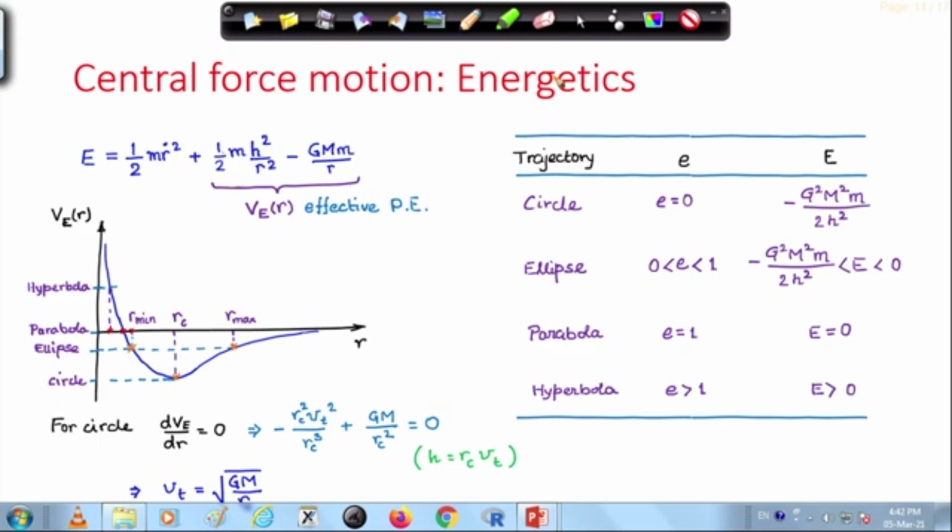If it is a parabola, you will notice that this curve becomes asymptotic with the r axis, the horizontal axis. Therefore, the effective energy is 0, so it is on the r axis. Therefore, on one side it is bounded, there is an r min, but there is no r max. So, r max is infinity, and it becomes unbounded. And here for a parabolic path E is 0.